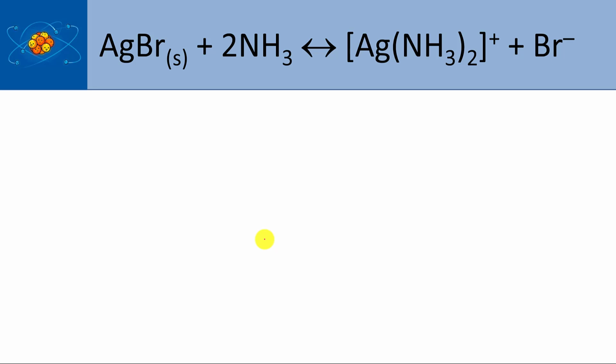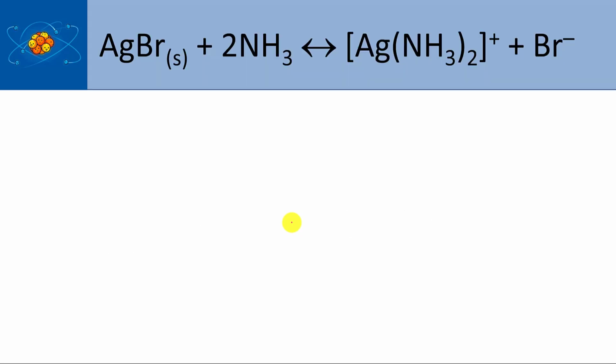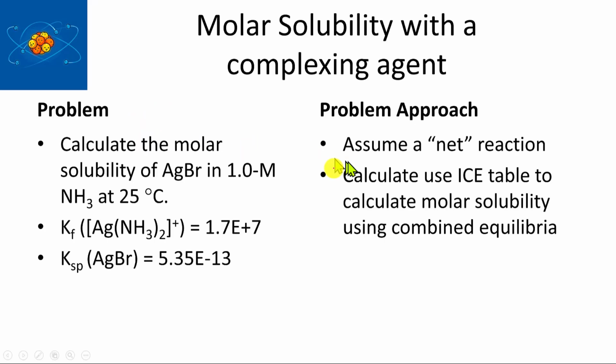So, remembering I have another slide. Sorry. I'm going to take my silver bromide. Well, let me read through the problem. So it says calculate the molar solubility of silver bromide in 1 molar ammonia at 25 degrees Celsius. Okay, and then it gives you a KF and a KSP.